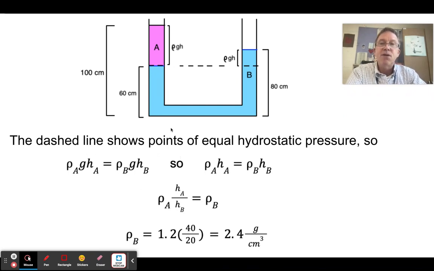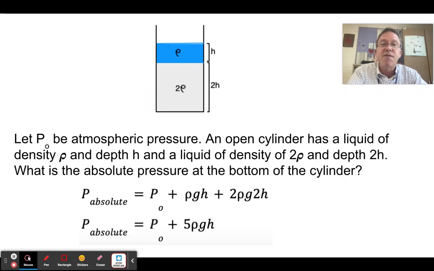This one here is 100 minus 60, that's 40. And this one here is 100 minus 80, that's 20. And therefore, what I get is 2.4 grams per cubic centimeter. I didn't have to convert it to kilograms per cubic meter because it was unnecessary in this case, because I wasn't trying to find anything other than the density itself. This is a classic one. You'll definitely see this in the MCQ section of your test.